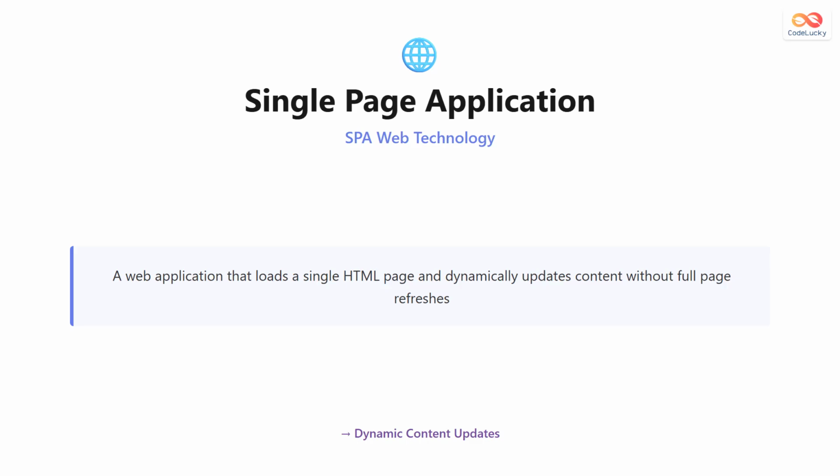A single-page application, or SPA, is a web application that loads a single HTML page and dynamically updates content as you interact with it, without reloading the entire page. Instead of your browser fetching a completely new page from the server each time you click something, the SPA only updates the parts of the page that need to change. This creates a smooth, responsive experience similar to using a desktop or mobile application.